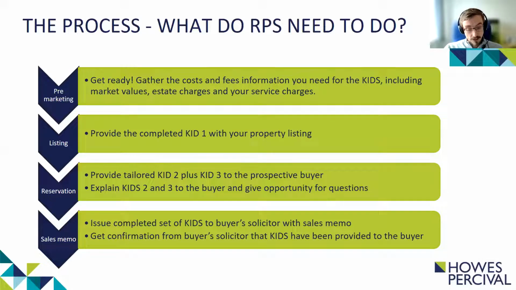Prior to reservation, you need to provide KID 2, that's the summary of costs, and KID 3, key information about shared ownership, to the prospective buyer, and according to the Capital Funding Guide, you must explain these documents to the buyer, who should be given the opportunity to ask questions before reserving the home. You will want to have a think about how you evidence that you've done this. Perhaps some additional wording in the reservation forms would suffice.